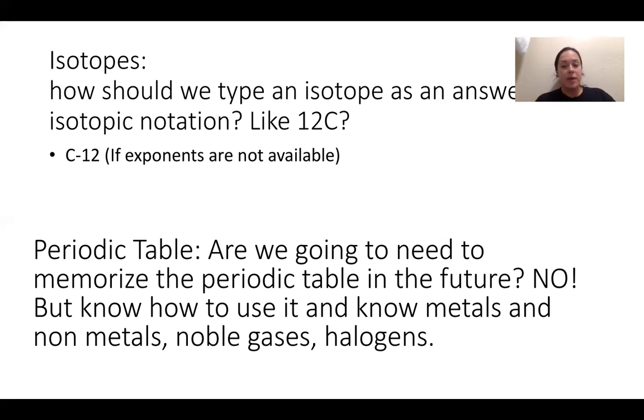You should know that metals are on the left side and non-metals are on the right side. And you should know that the last column, group 8 or 18, the last column to the right, is the noble gases. And the one next to it, the second to last, group 7 or group 17 or 7A, depending on your periodic table, are known as the halogens. Those are really commonly referred to, the halogens and the noble gases. So be familiar with that.